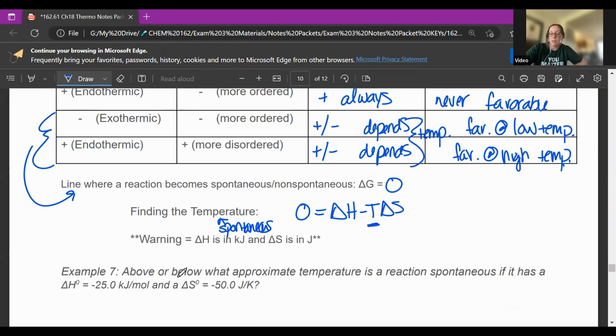Okay. Now, here is my warning when we're using this equation. Delta H is always in kilojoules and delta S is always in joules. You have to make them match. So you have to convert one of them. I don't care which one, but they have to match before you do the subtraction. Otherwise, you're going to get the way wrong answer. And this happens all the time. So check your units. Now you might be wondering, why is one in kilojoules and one in joules? Well, the delta S value is usually a lot smaller, which is why it's in joules. So just watch your units.